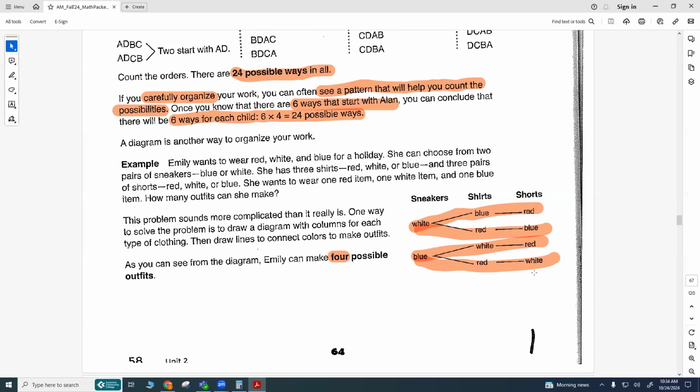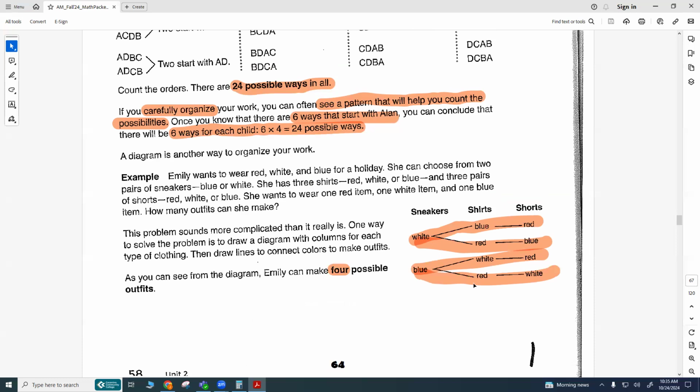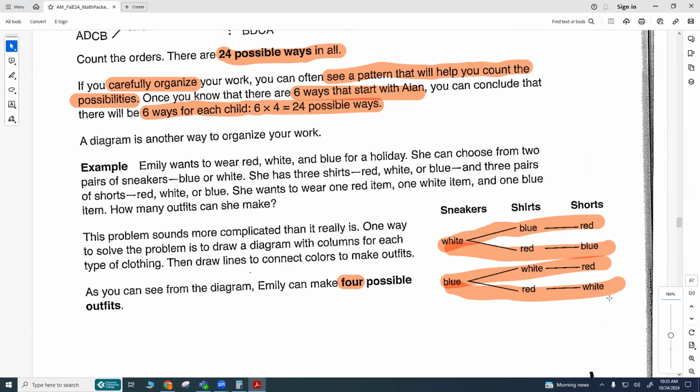Okay. Sometimes, depending on the factors that you have, a diagram might be more helpful than these kinds of lists, but to me they look very similarly organized. But here we have the example of Emily. She wants to wear red, white, and blue for a holiday. She can choose from 2 pairs of sneakers. So we always start with our smallest amount in our category, and then break it out from there, okay?